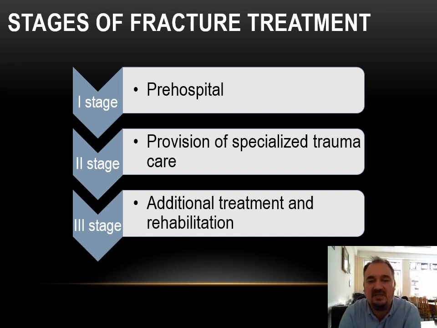We continue. The second stage of providing assistance for fractures is the provision of specialized trauma care. We discussed the structure of this assistance at the last lecture. Now we will talk in more detail about specialized care for fractures in this lecture. The third stage is rehabilitation, or follow-up treatment in outpatient conditions by an outpatient traumatologist, and restoration of functions using rehabilitation methods, physiotherapy methods, kinesiotherapy methods, and so on.